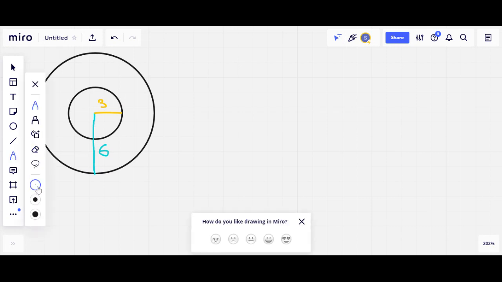So if you remember, our formula for area is A for area equals pi multiplied by r, the radius, squared. So it's important that we square that radius first, because if we multiply by pi first, it will give us a completely different answer.